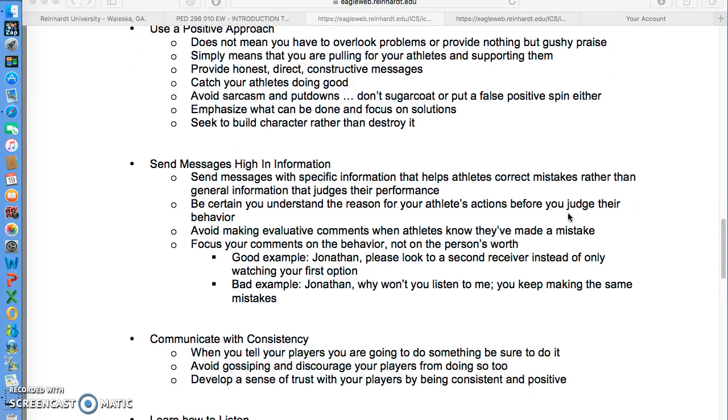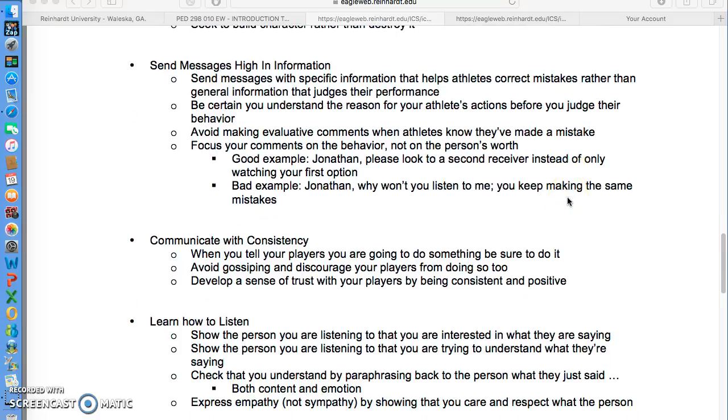When you send messages to them, send messages that are high in information, meaning that you don't assume anything. Best example I can give you is what I'm about to read to you, and this is a good example. Jonathan, please look at the second receiver instead of only watching your first option. This is talking about a quarterback. So that's a good example.